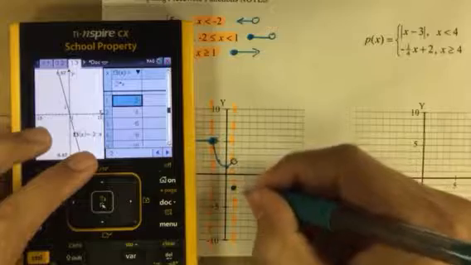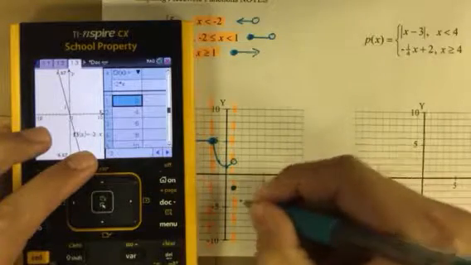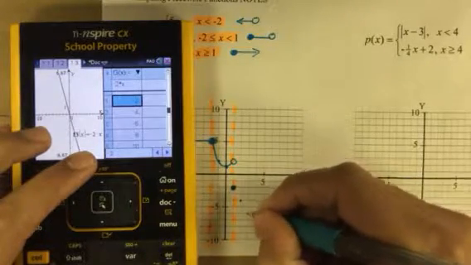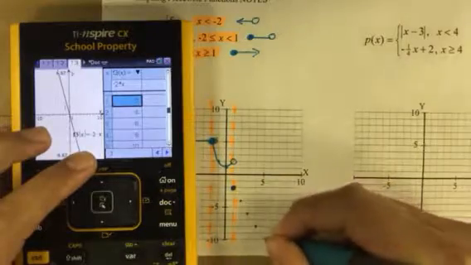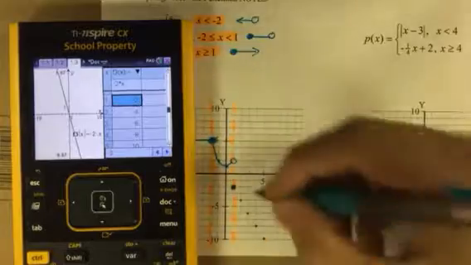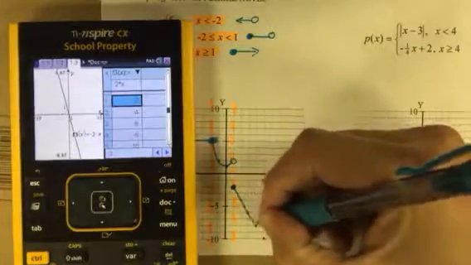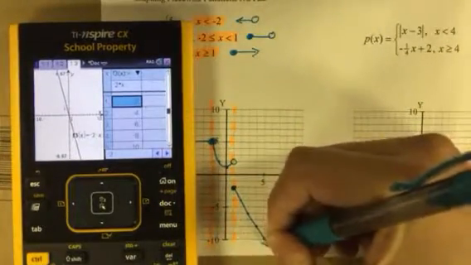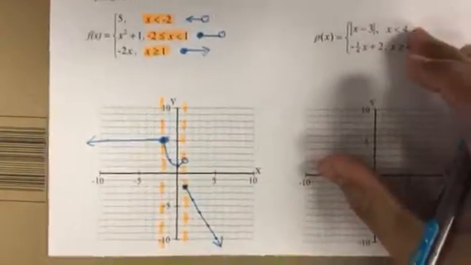So 2, 4 here. It's going down 2 over 1 every time. So that's all my points. But at the end, we said we're supposed to have an arrow. So connect the dots, then draw your arrow. So that is your piecewise function.